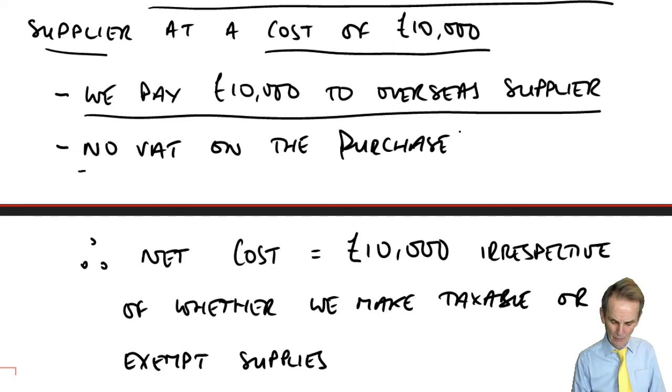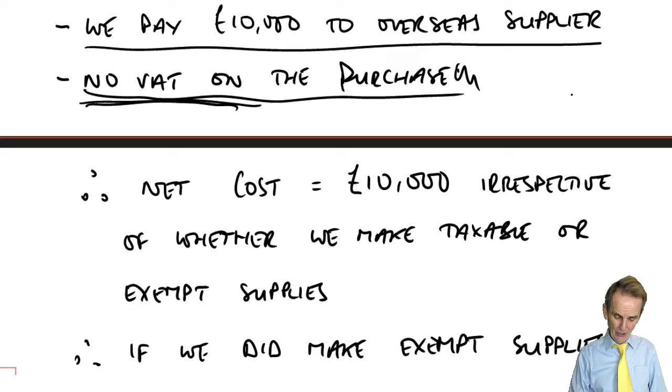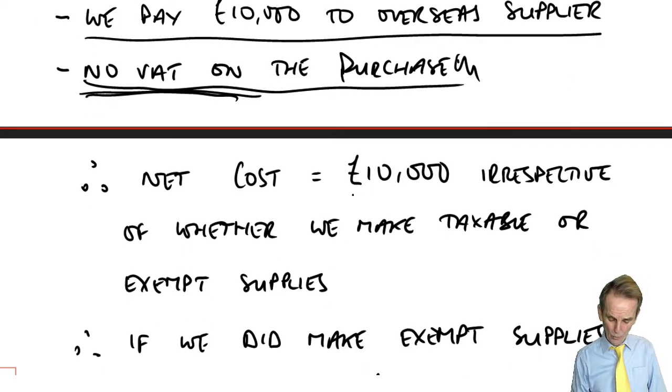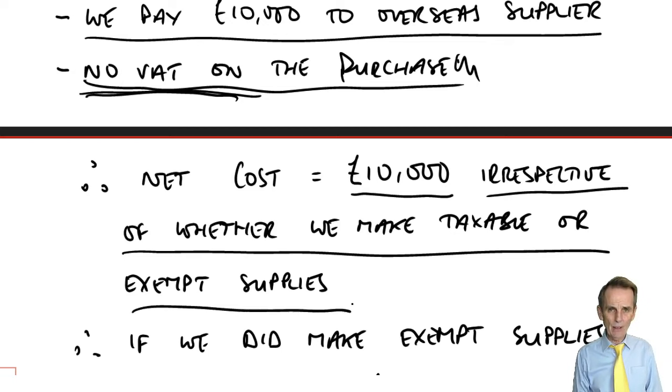Something which there would have been had we bought it from a UK supplier. So we've paid out £10,000 to the overseas supplier, job done. So our net cost, therefore, would be £10,000, irrespective of whether we make taxable or exempt supplies. Again, that wouldn't be an issue, because we haven't suffered any input VAT within the VAT system.